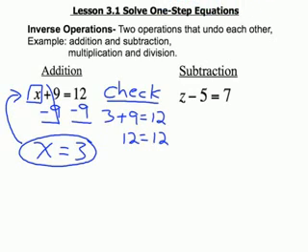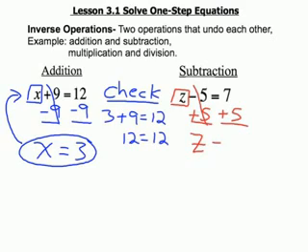For the next equation, we have z minus 5 equals 7. First thing we must do is identify z, and now we're trying to isolate z. Since we are subtracting 5, we must add 5 to both sides. When we add 5 to the left, negative 5 and positive 5 cancel each other out. We're left with z equals, and 7 plus 5 is 12.